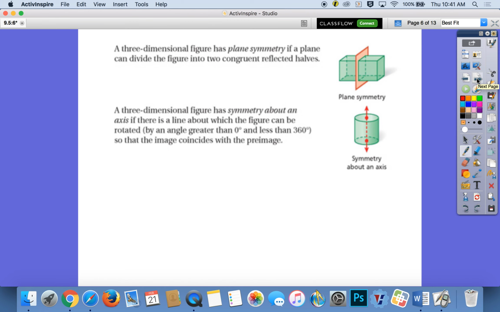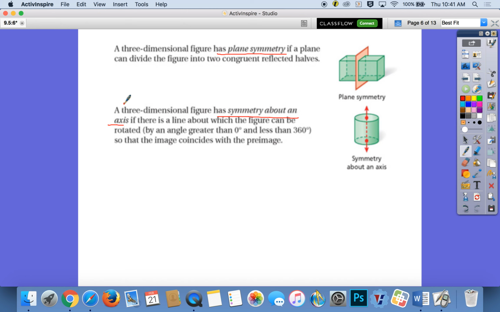The last thing that we'll get down, guys, is plane symmetry. So it's really similar. You're just dealing with 3D figures. If it can take a 3D figure and divide it into 2 congruent reflective halves. All right, so you guys will see this. If I cut that guy in half, these guys are going to coincide with each other. They're symmetrical.